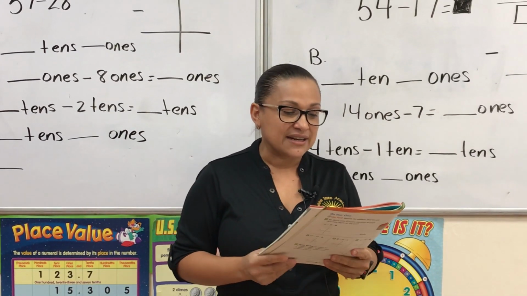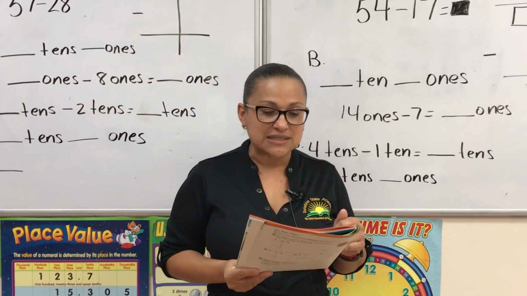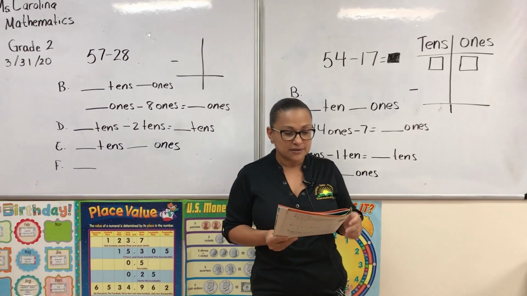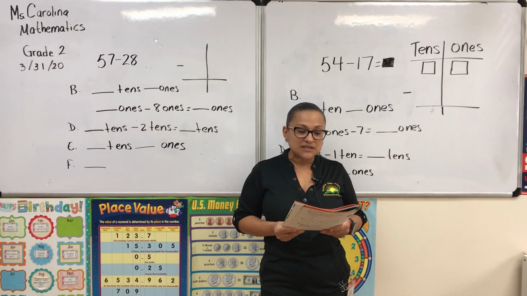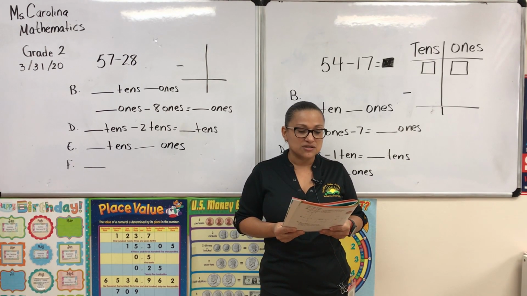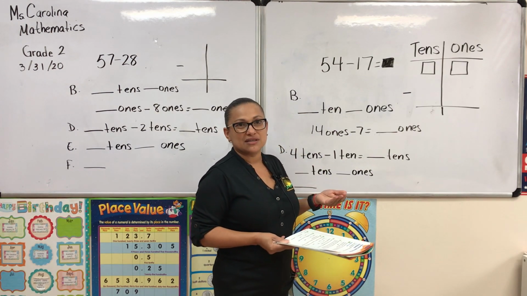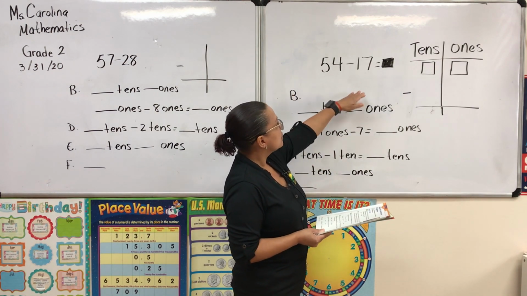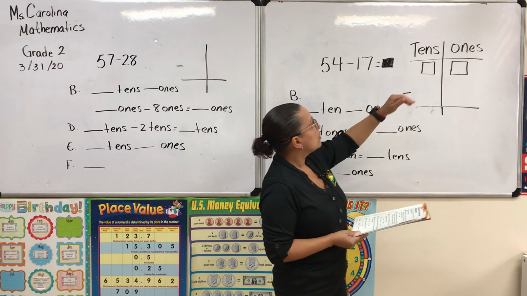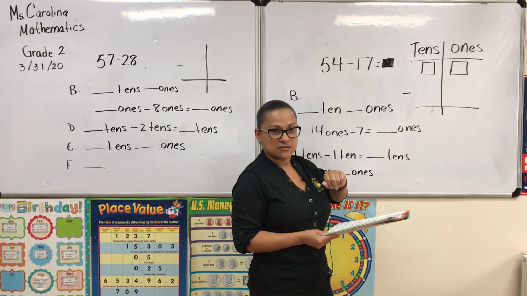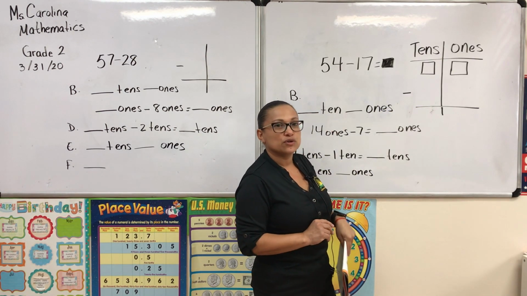So Janet has 54 rocks in her rock garden. She removed 17 rocks. How many rocks does Janet have now? So the first thing that we need to do is place our numbers into the tens and ones chart. So we are going to be doing that.